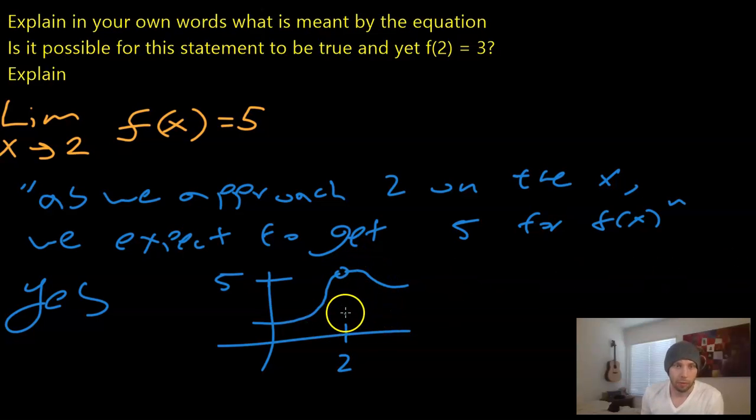However, our actual value here is going to be at 3. So this is a function. It's got a little gap, a little hole right here, and it's probably piecewise in construction. But as we approach it from either side, it looks like we're going to get 5. So the limit is, in fact, correctly equal to 5. However, the value f of 2 is actually equal to 3.